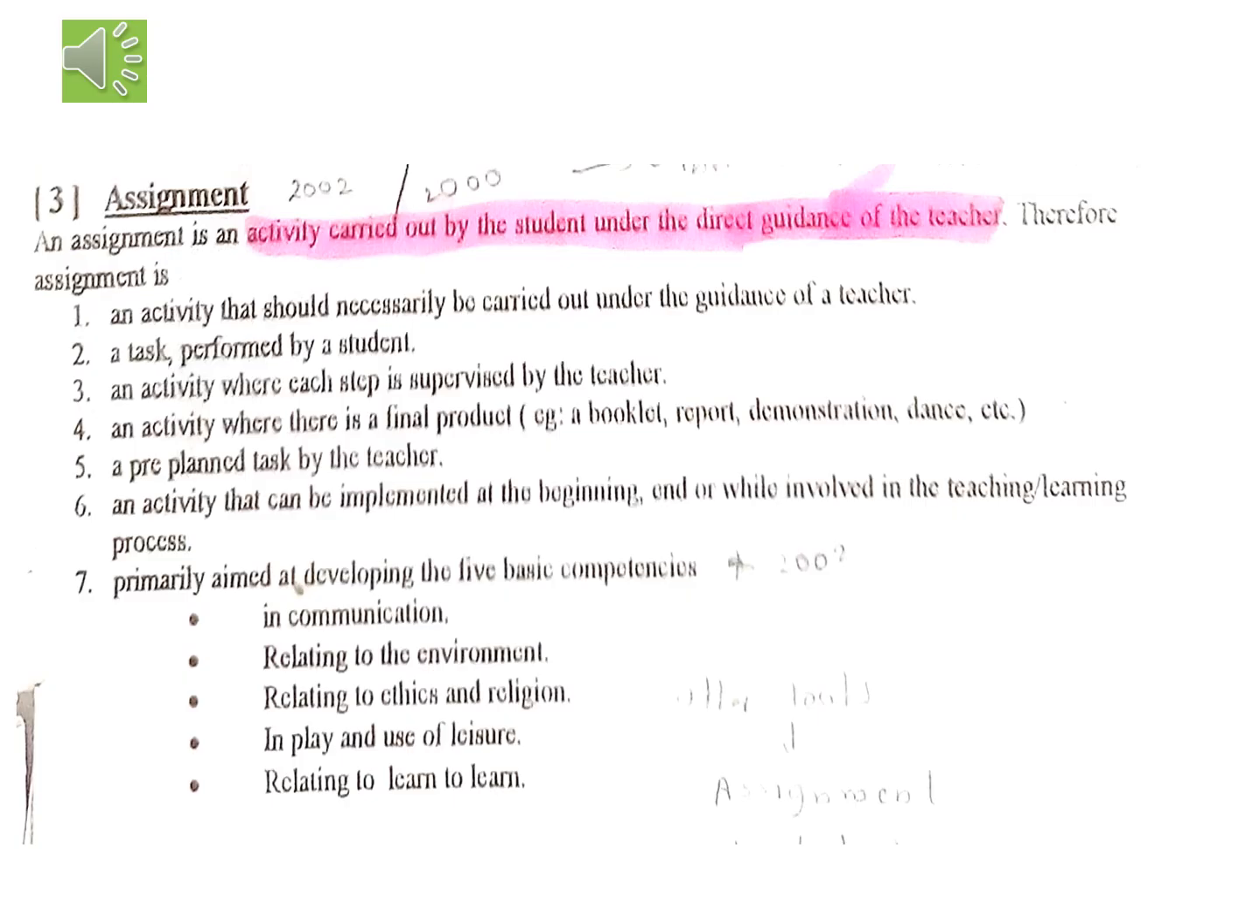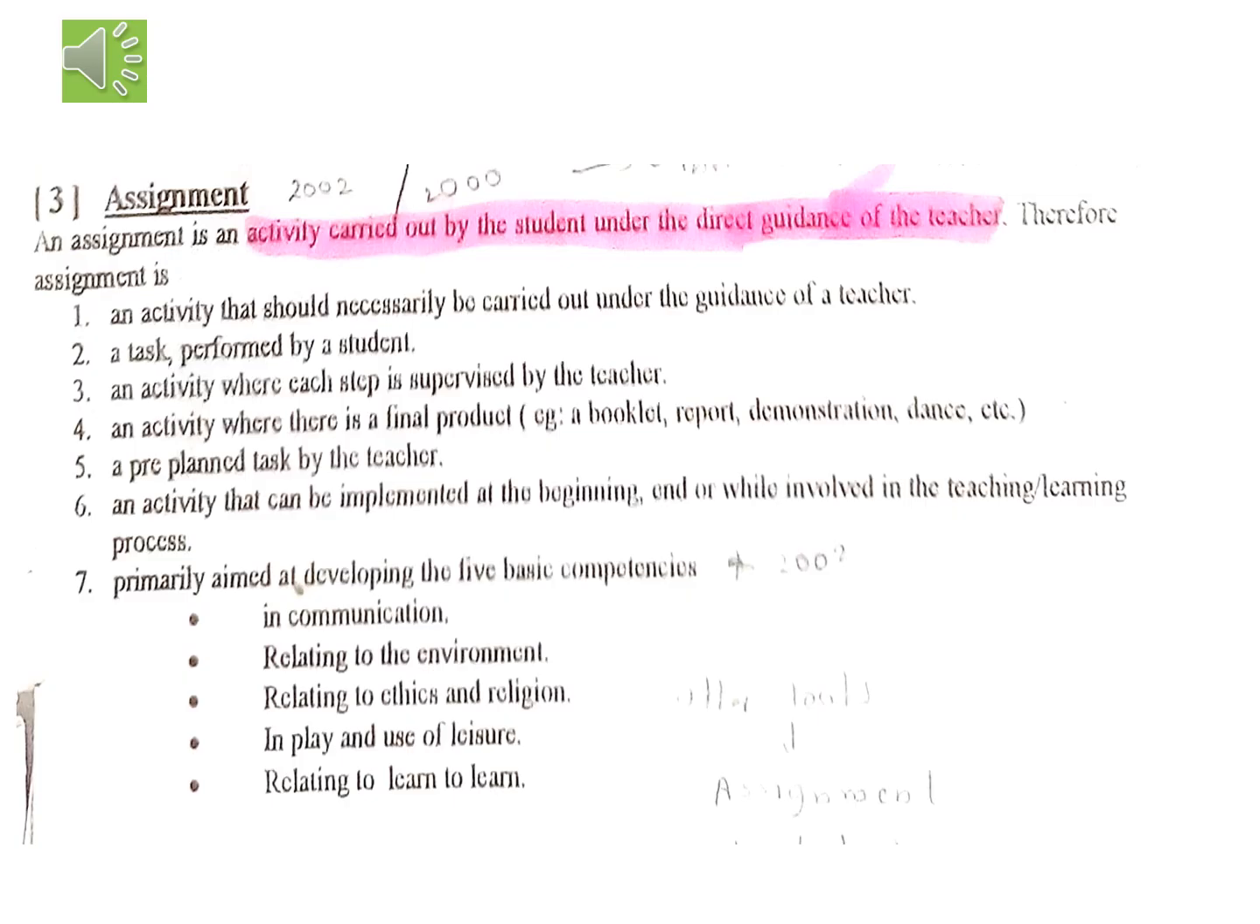Who is going to do this one? The students. So underline that one also separately, right? It is an activity carried out by the students under the direct guidance of the teacher. So that's the third characteristic, right? So assignment is an activity done by the students under the supervision of the teacher. So that's the third point, underline that also.